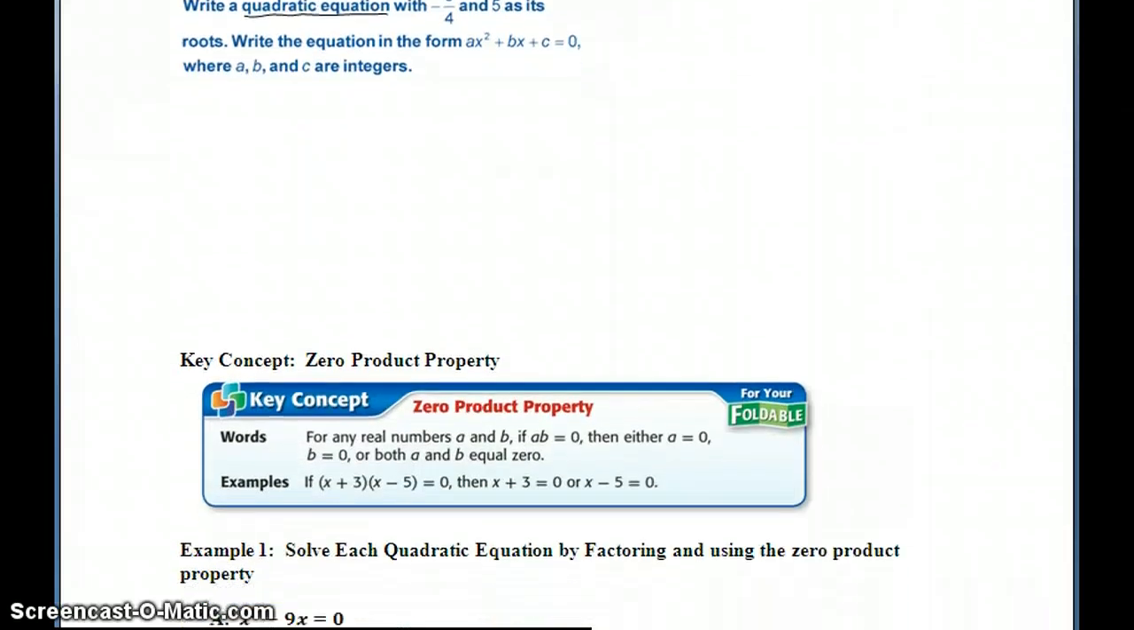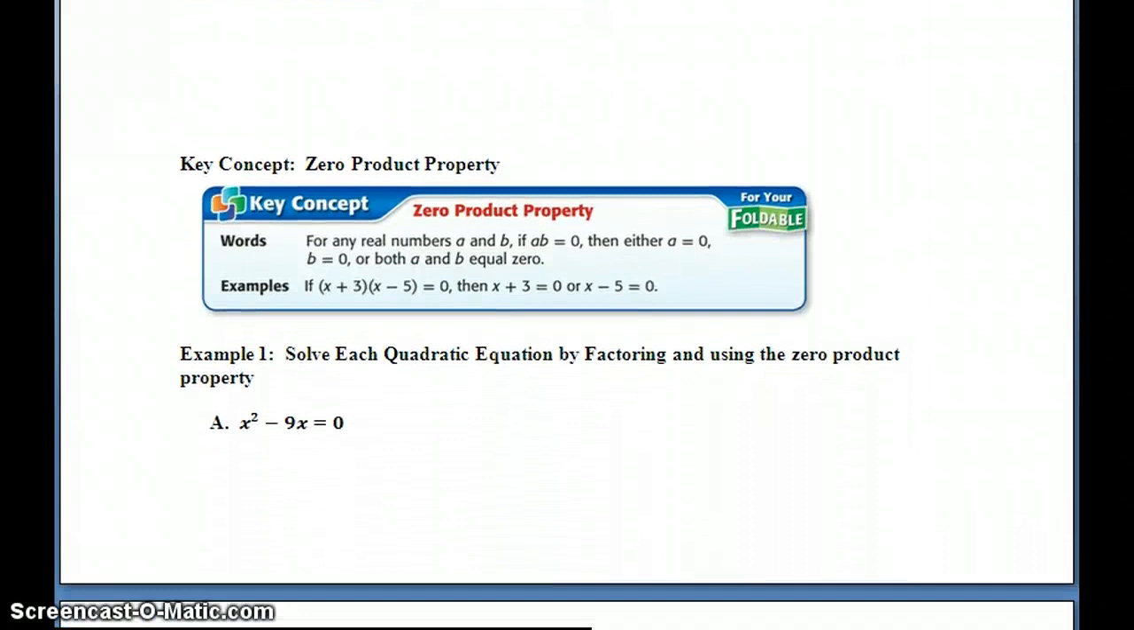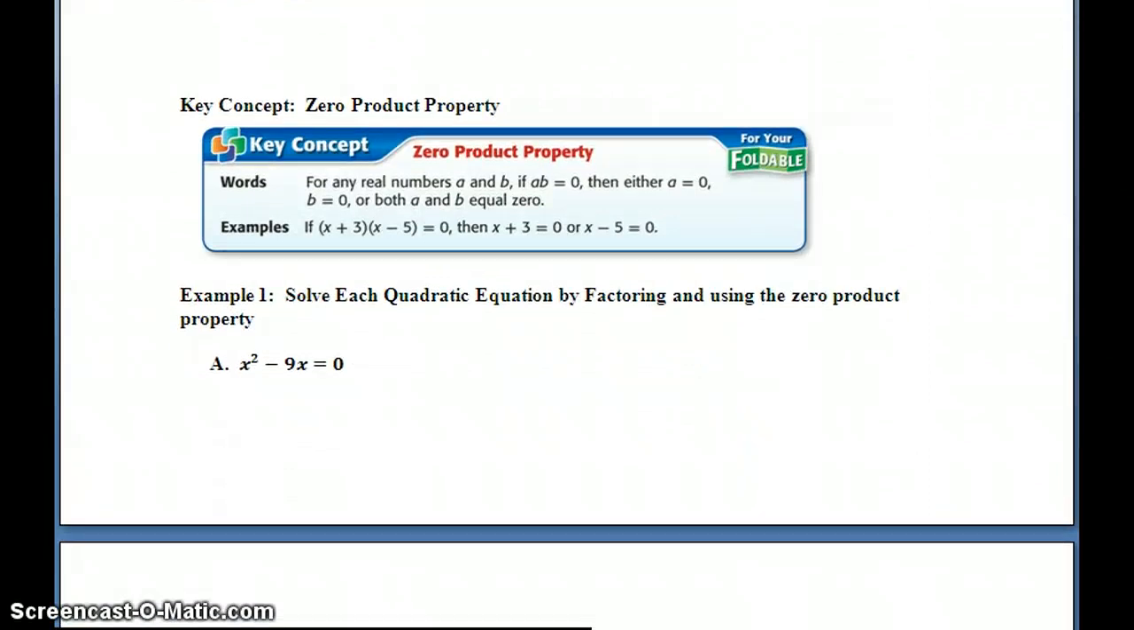Let's go to the zero product property. Basically what that says is for any real numbers a and b, if a times b equals 0, then either a equals 0 or b equals 0, or both a and b equal 0. So the example says if x plus 3 times x minus 5 equals 0, then x plus 3 equals 0 or x minus 5 equals 0.